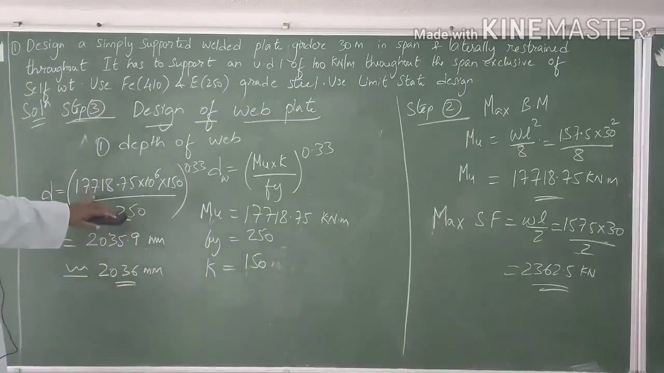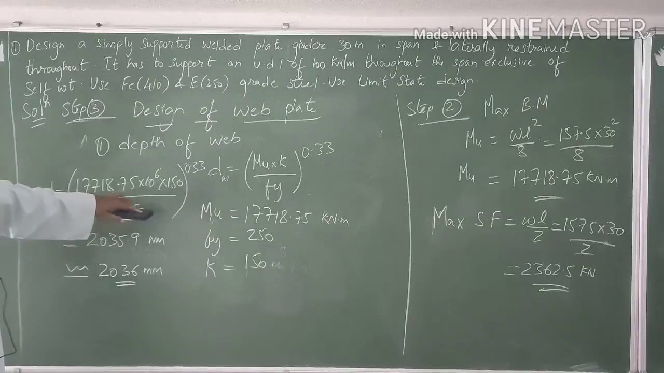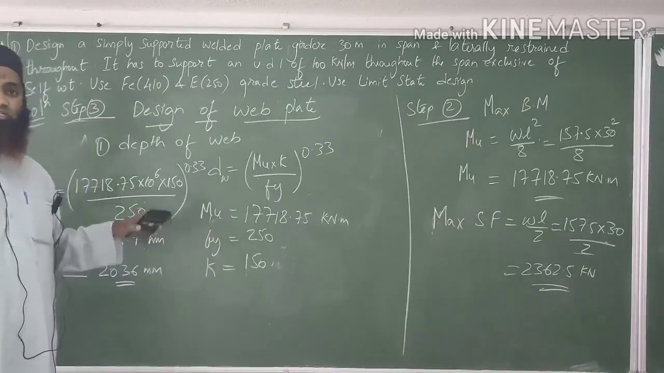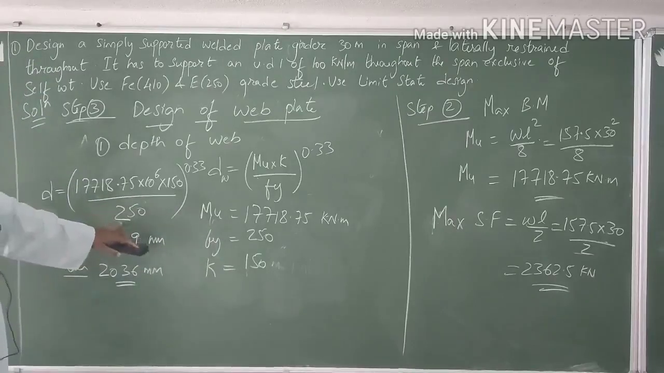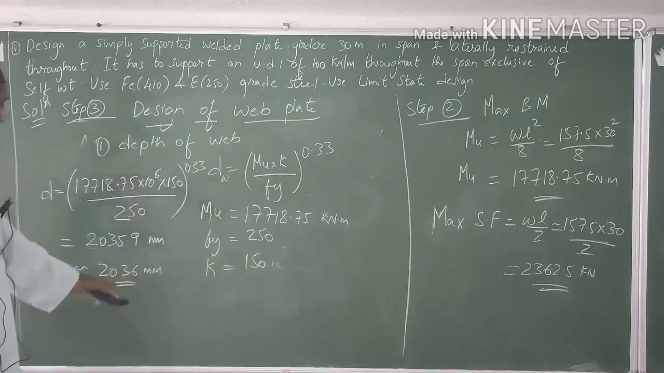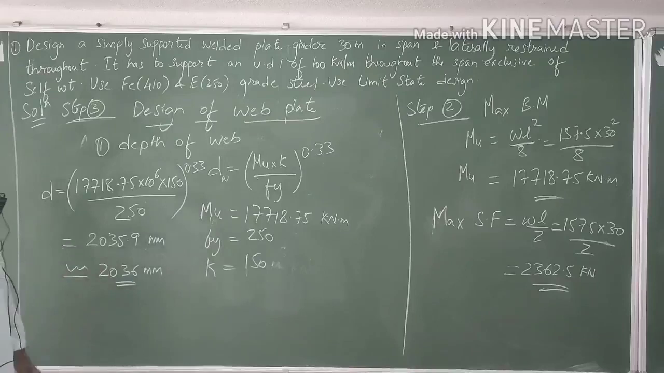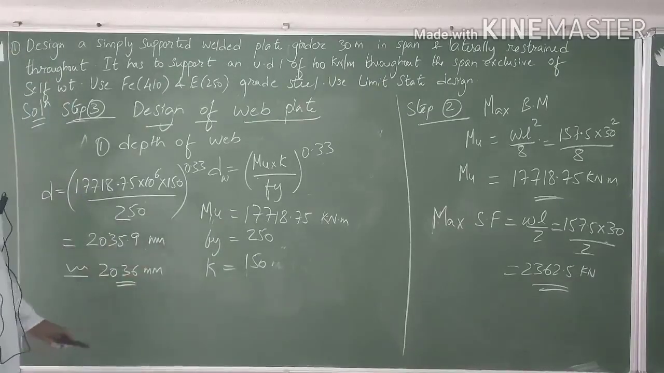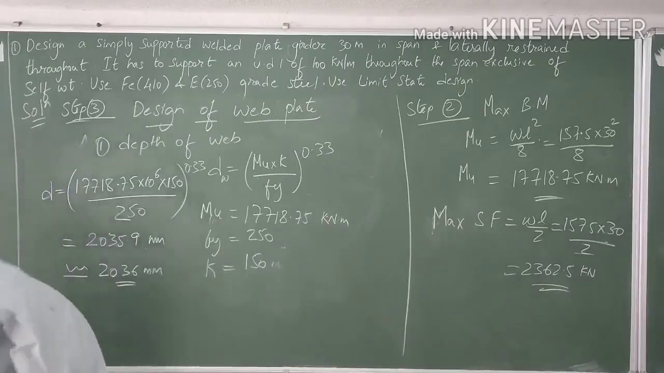I have just put the Mu value here: 17718.75 into 10 to the power of 6 into 150. K I have taken as constant, 150, and Fy is 250, to the power of 0.33. I have got that value as 2035.9 mm, and I have rounded it to 2036 mm. Okay, hope this is clear till here.